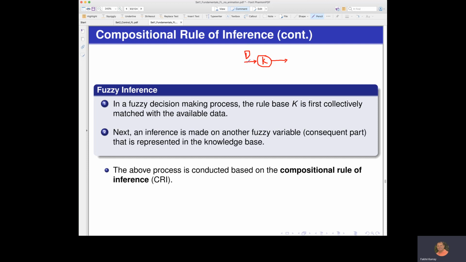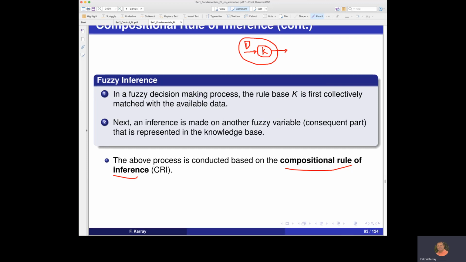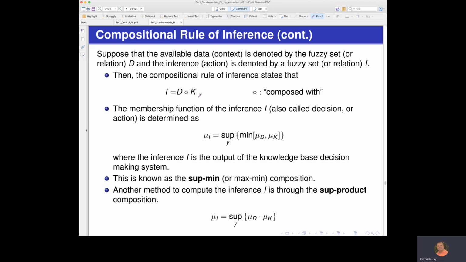So here we have the context, the D, here we have the engine, and when they are compounded with each other, they are going to generate what is known as an output of the system, and this is based on what is known as the compositional rule of inference. So this is the title of this particular component of the course, which is very, very important, and on which we are going to build later on in the next part of the course, when we are going to look at the fuzzy inferencing mechanism. So let's look at this particular system in a mathematical type of framework.